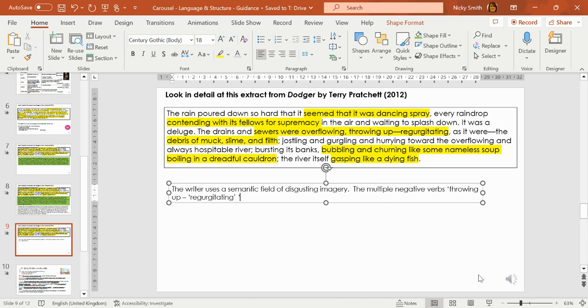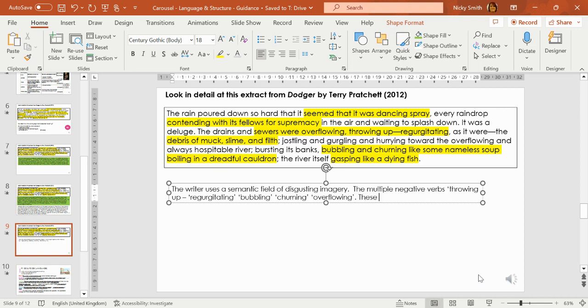Throwing up, regurgitating, bubbling, churning, overflowing. There's lots of them, jostling, gurgling, etc. Because by doing this, you're telling the examiner that you recognise that all of this was intentional, that the writer chose on purpose to use a lot of words that all end in ing. And then give their overall impression, but then again, zoom in on individual words.